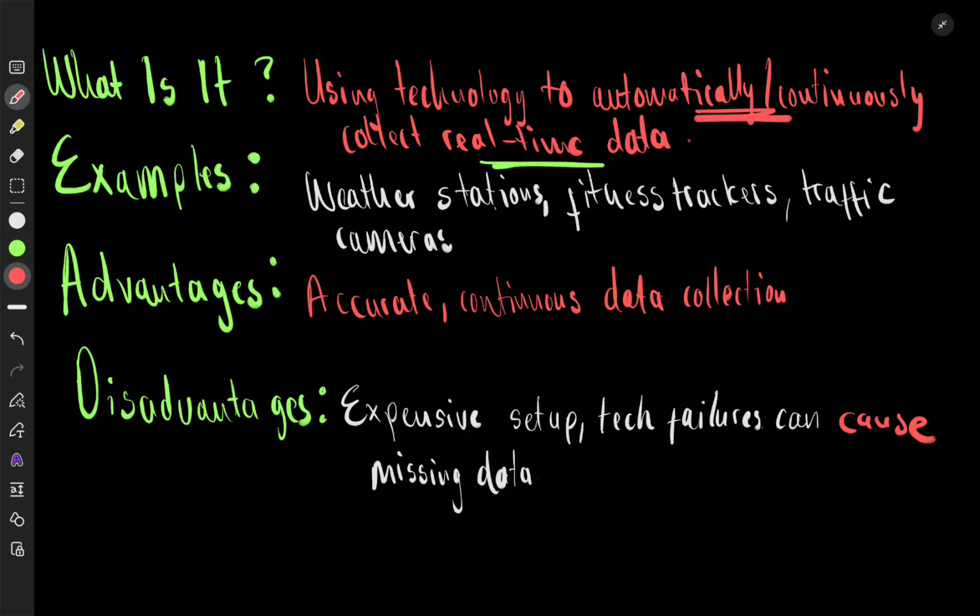So things that are expensive to set up and time consuming are sensors and automated systems. They are expensive and time consuming in setup. Interviews are time consuming as well, and experiments.